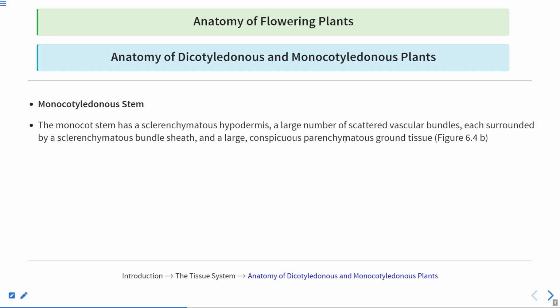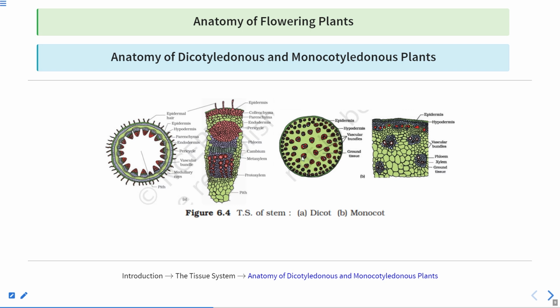But in the monocot stem, the vascular bundles are scattered, and they are surrounded by the sclerenchymatous bundle sheath. The ground tissue is a large conspicuous tissue made up of parenchymatous cells. So in the monocot stem, they have the epidermis, but the epidermis does not have any hair-like structure. In the dicot stem, they have the epidermal layer. So we can see the difference on the basis of epidermal tissue.